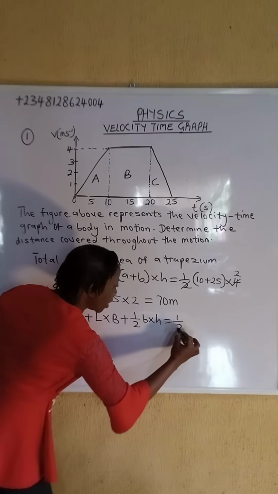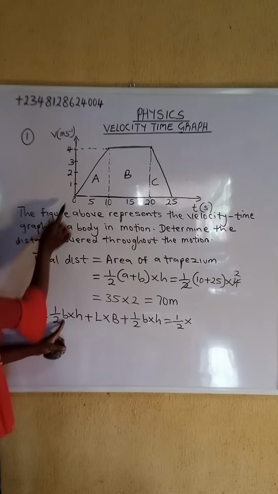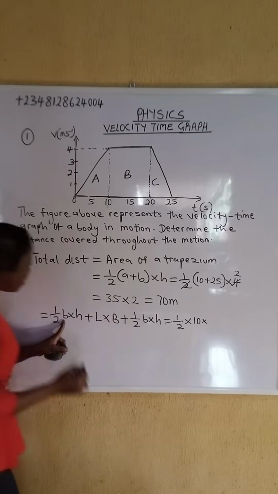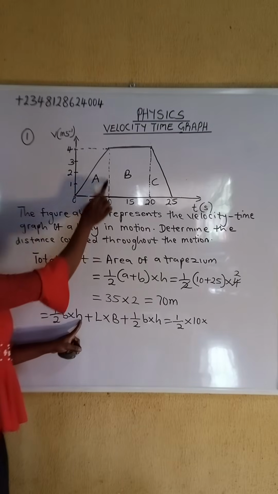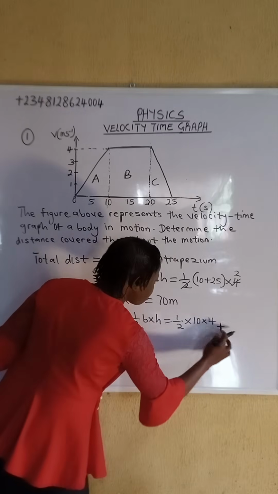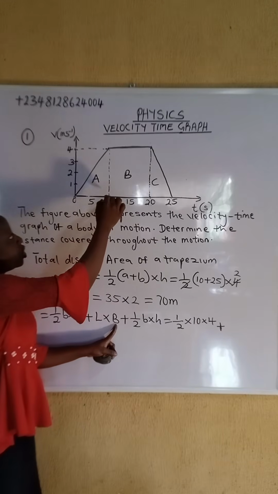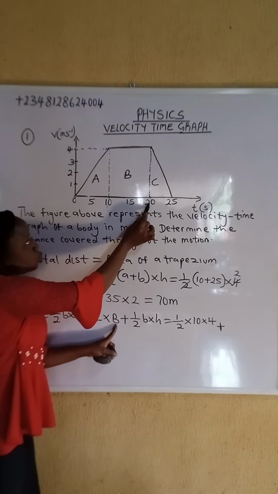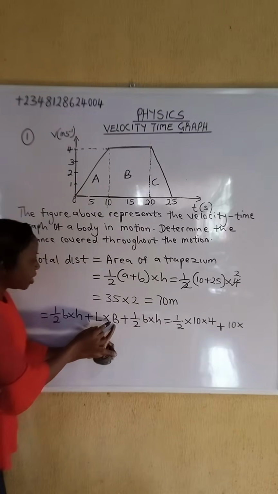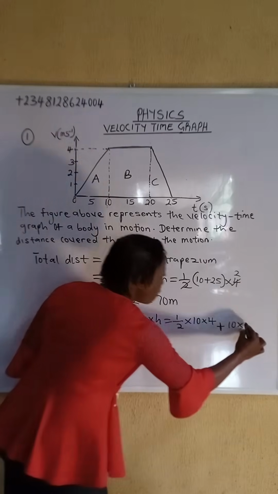1 divided by 2 times the base of the first triangle, which is from 0 to 10. From 0 to 10 is the base. That will be equal to 10. Then multiply by the height. The height of this triangle is 4. Multiply by 4. Then plus length times breadth. That is what? The rectangle. The length is from 10 to 20, which is equal to 10. So that will be 10 multiplied by the breadth, which is the height. That is 4. From here down to this place, that is 4.